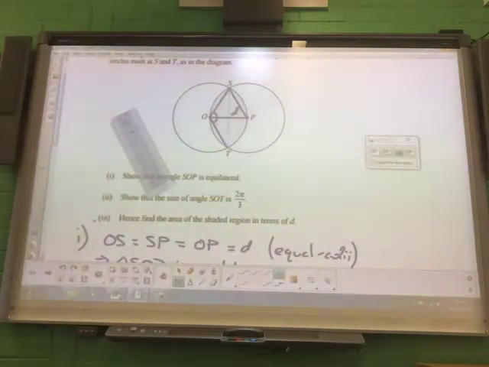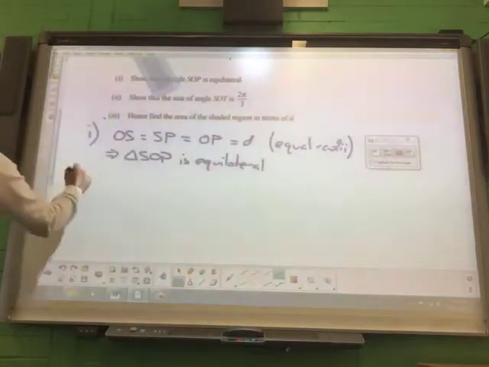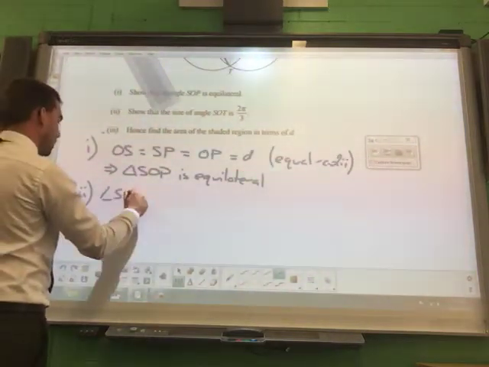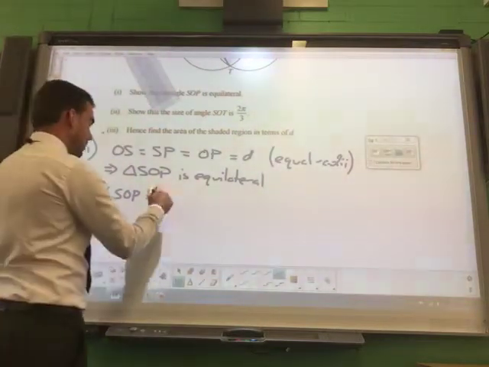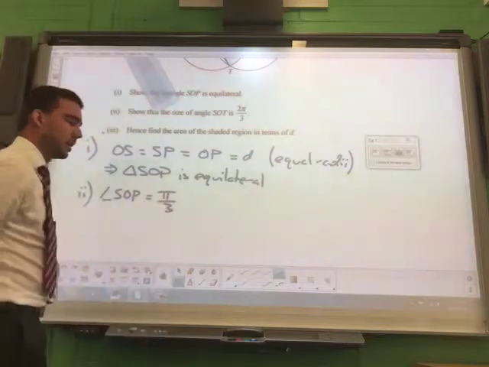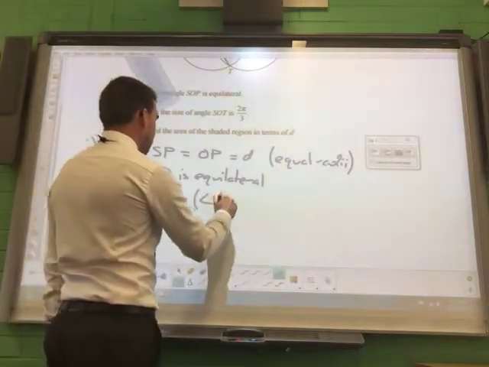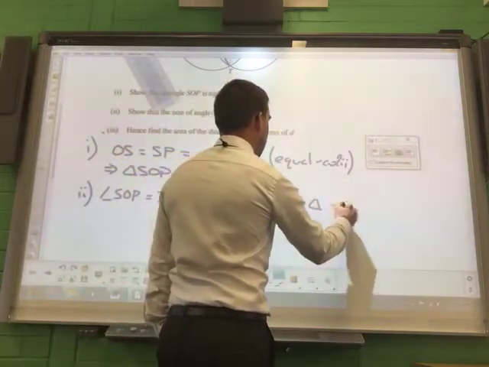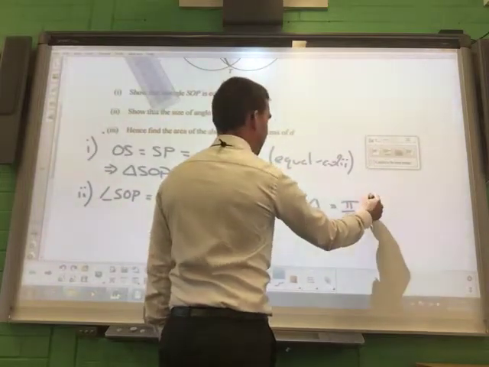So what's 2 pi on 3 in degrees? 120. So we need to show that it's 120. Should be reasonably straightforward. How are we going to show it? 60. Yeah. So angle SOP, what we already know, is 60, and probably doing radians, so pi on 3. The angle in an equilateral triangle is pi on 3 radians.